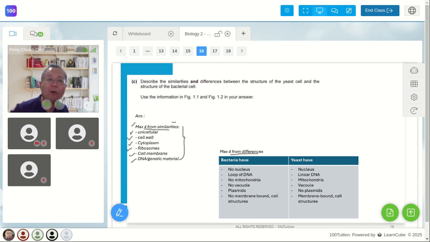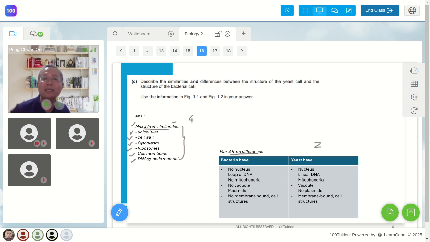So if you have 4 here, then you just need to give 2 here. Differences. So the thing to know is that if you give 6 marks and ask you to describe the similarities and differences, don't give all in similarities or all in differences. The best is even 3. But usually in the marking scheme, they will allow up to 4.